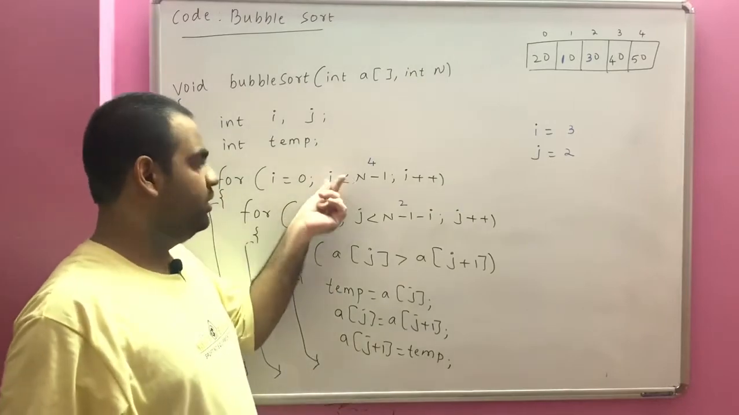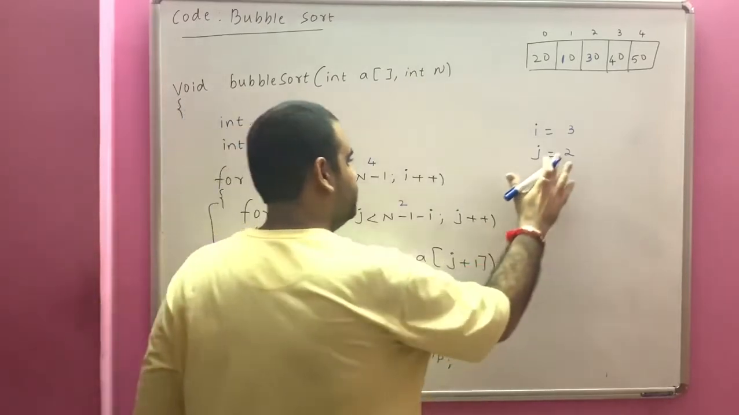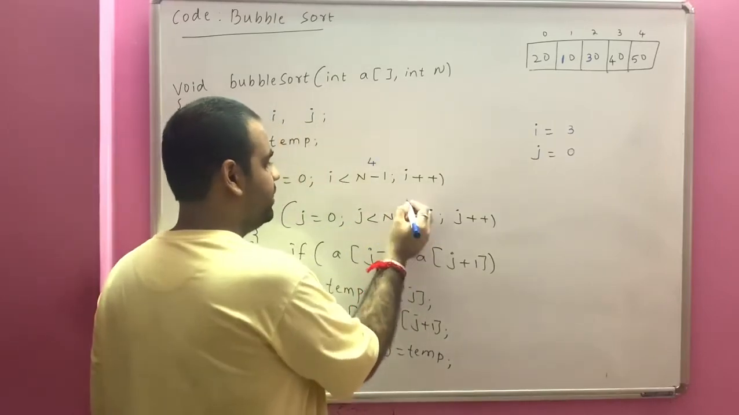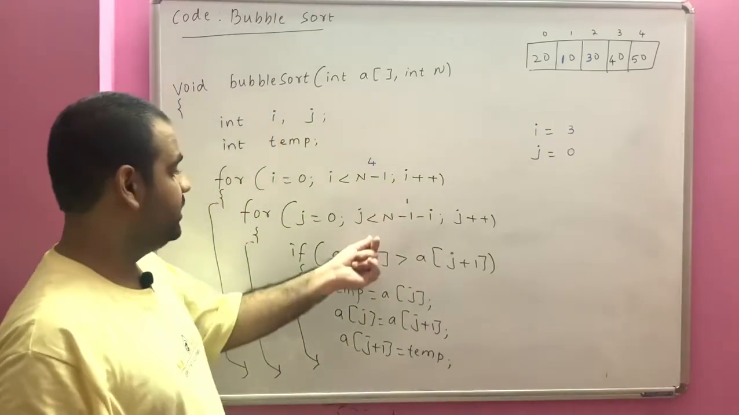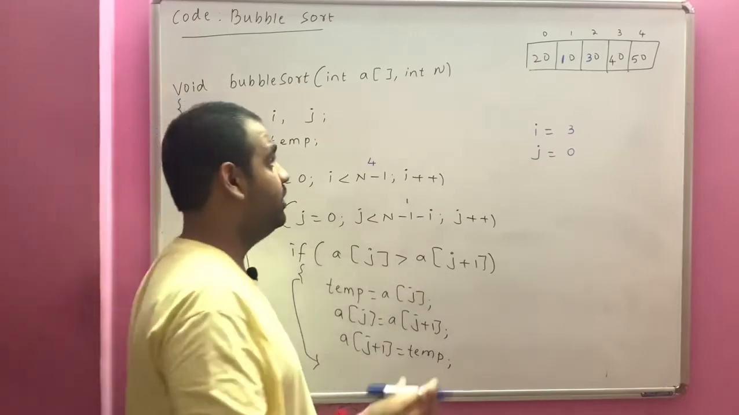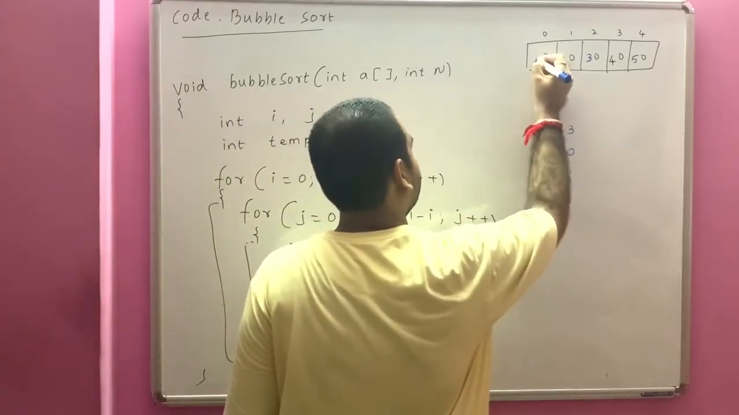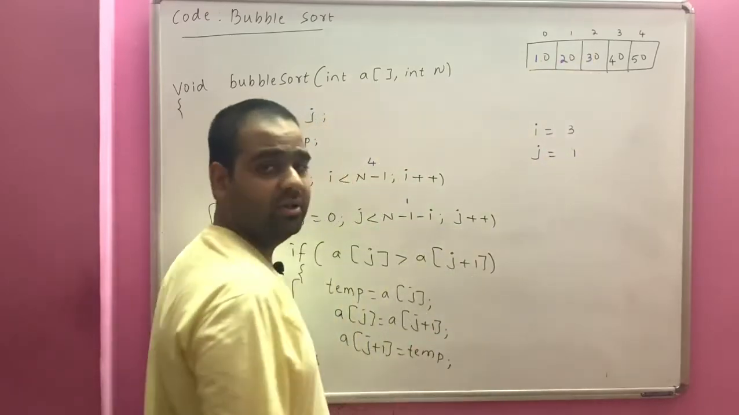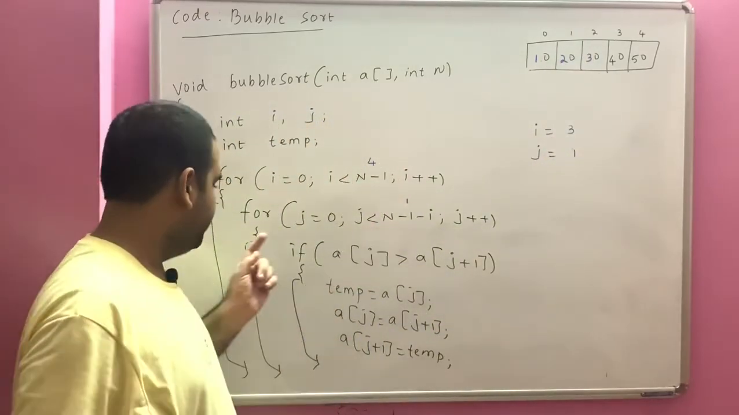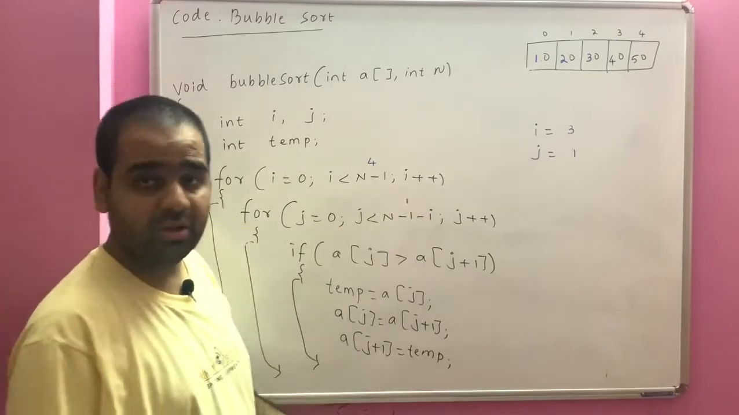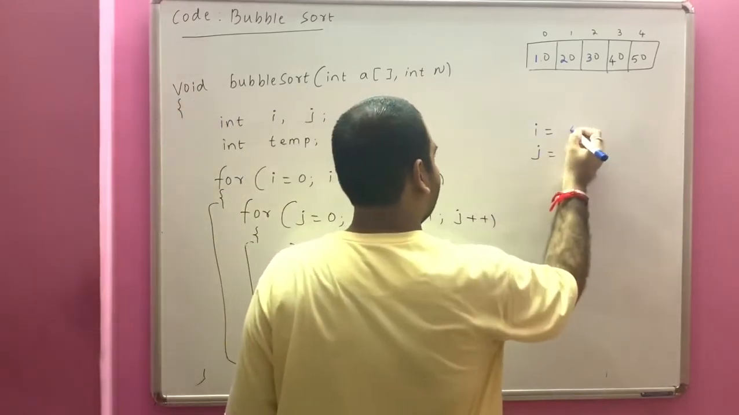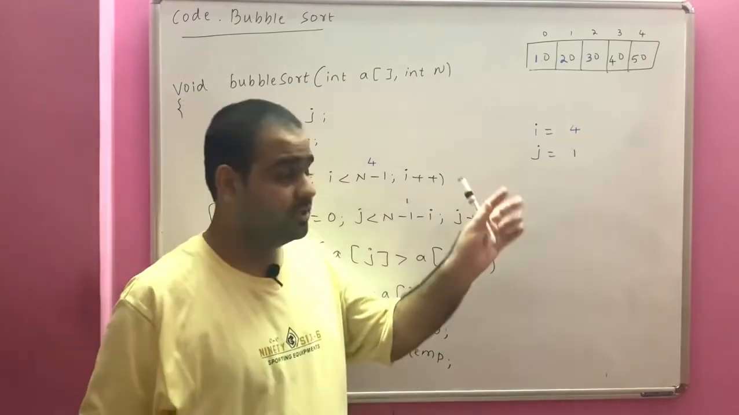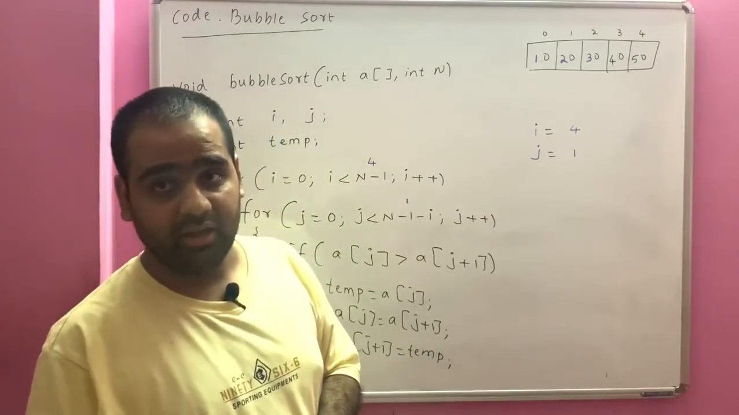3 less than 4, yes. Again j starts from 0. 5 minus 1 is 4, 4 minus 3 is 1. 0 less than 1, yes. a of 0 greater than a of 1. 20 greater than 10, yes. 10 comes here and 20 comes over here. Again we say j plus plus, j becomes 1. 1 less than 1 is false, you come out. i plus plus, the value of i becomes 4. 4 less than 4 is false, you come out and you stop the procedure. You see that the array is sorted.